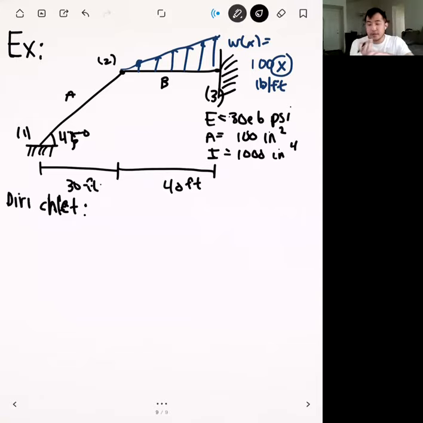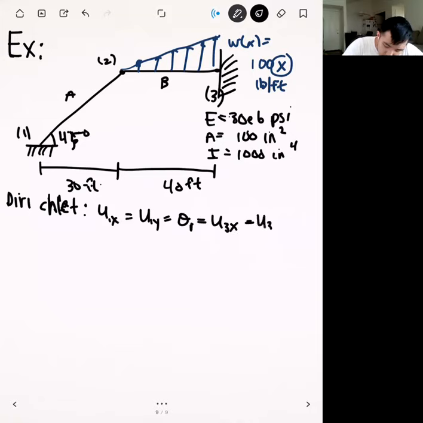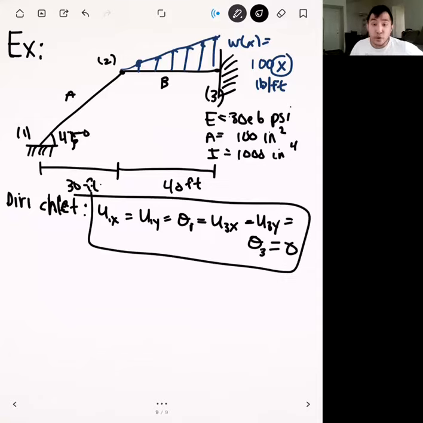Our Dirichlet boundary conditions are that all the degrees of freedom associated with nodes 1 and 3 are 0. So we have U1x equal to U1y equal to theta 1 equal to U3x equal to U3y equal to theta 3, all equal to 0. Those are the Dirichlet boundary conditions. For these kinds of problems, it pays to write them down ahead of time.